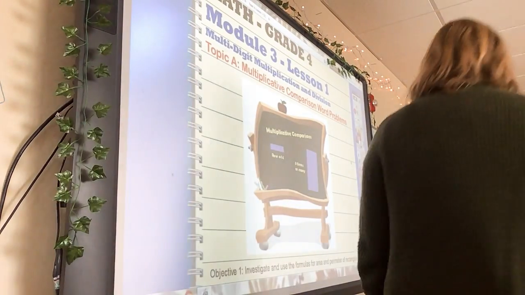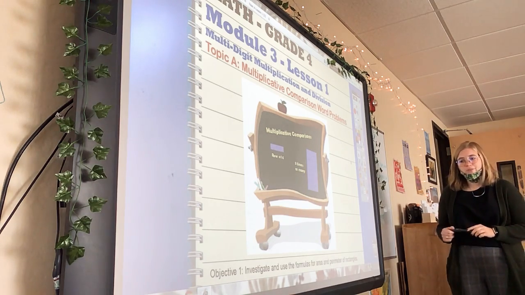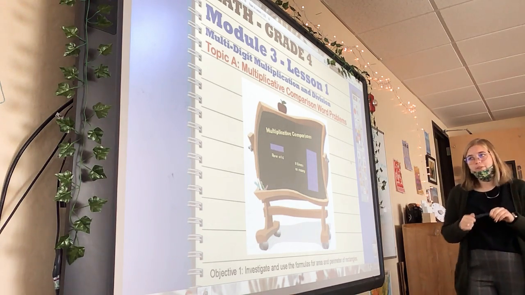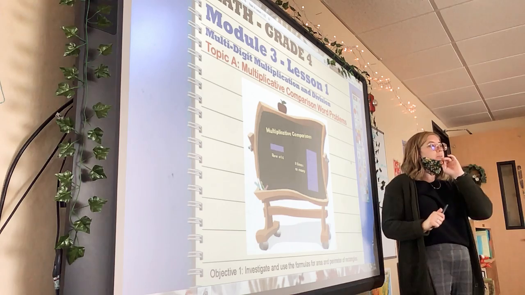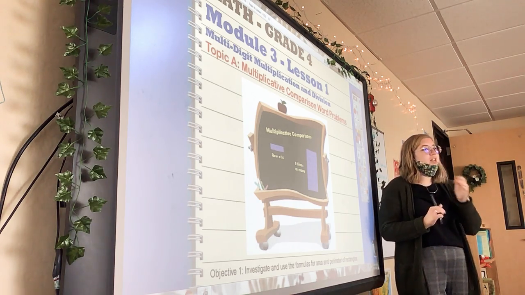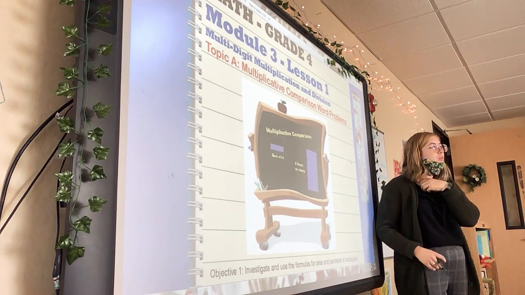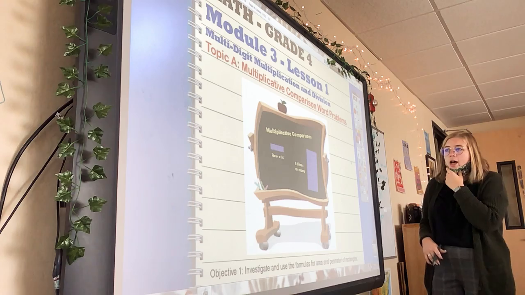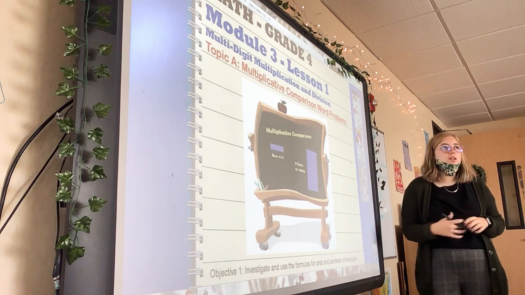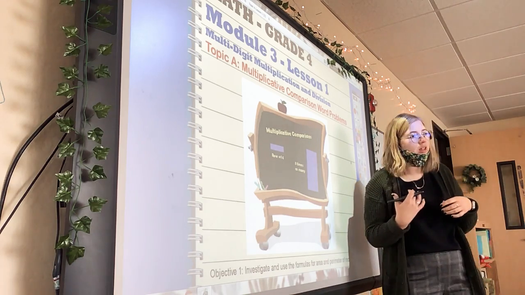Starting with Module 3, Lesson 1. Our objective is to investigate and use the formulas for area and perimeter of rectangles. You may have touched on area and perimeter before. We're just gonna breeze over it pretty much today. We're not really gonna focus on it too much after, but we're gonna use the ideas of area and perimeter to help us understand multiplication a little bit more.